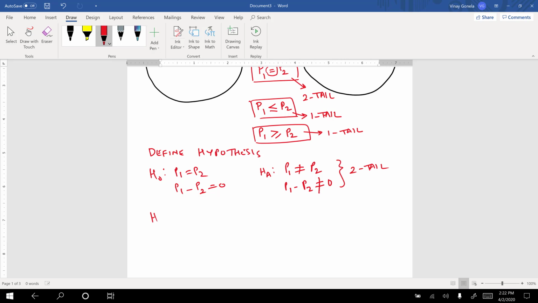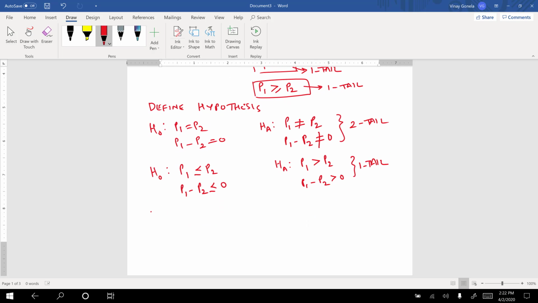So another situation that can happen is H null: P1 less than or equal to P2. So this is P1 minus P2 less than or equal to 0. The alternative that can happen is P1 greater than P2. So this can be P1 minus P2 greater than 0. So this is a one-tail problem.